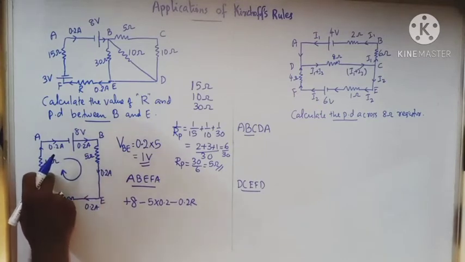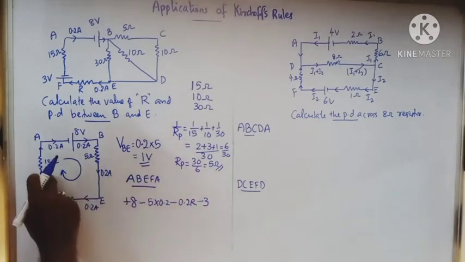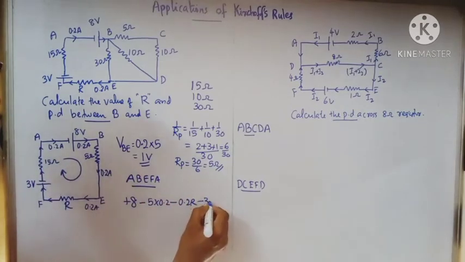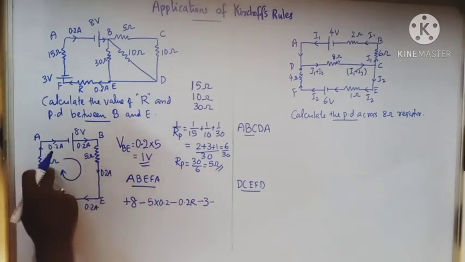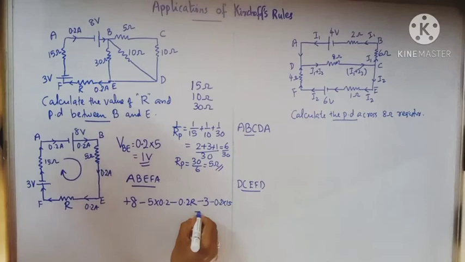Positive to negative. So we will put negative voltage, negative 3. Okay. Now we come upwards. Here also the direction of traversing and current are in the same direction, so we will put a minus. 0.2 is the current, then resistance is 15. We can write 0.2 into 15, and that will be equal to 0.